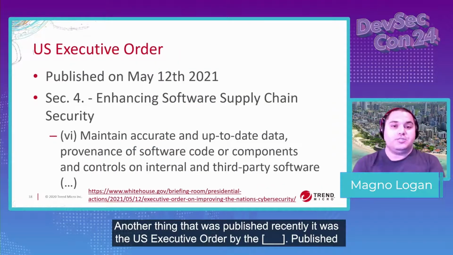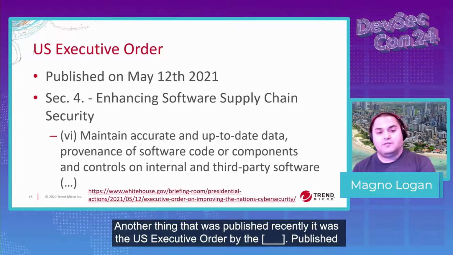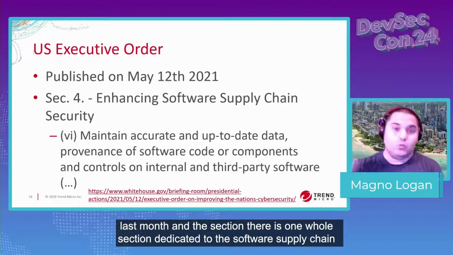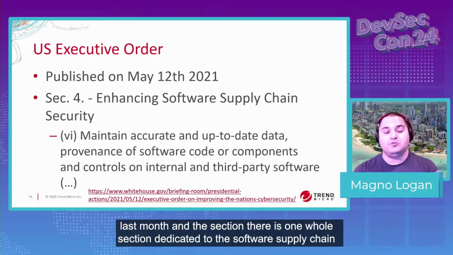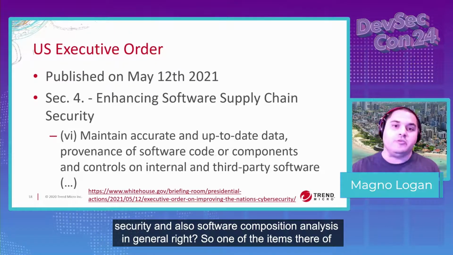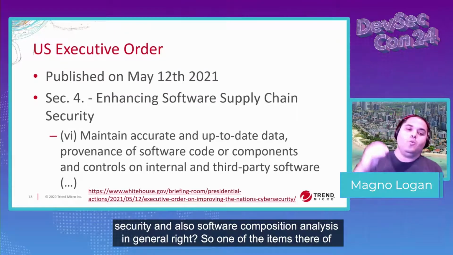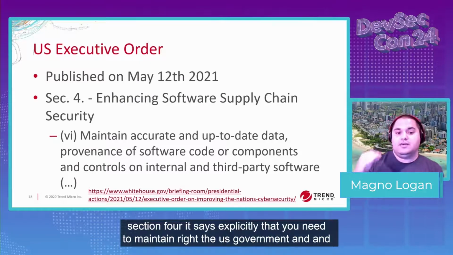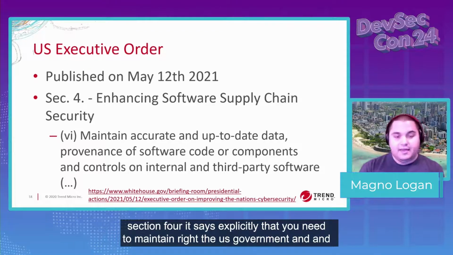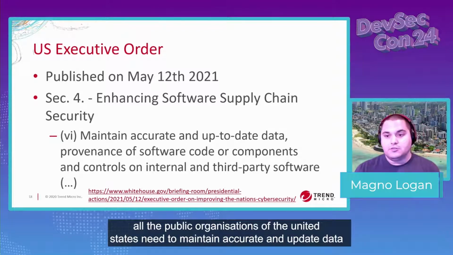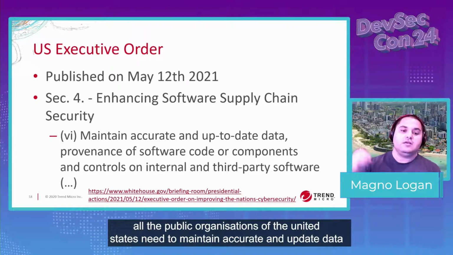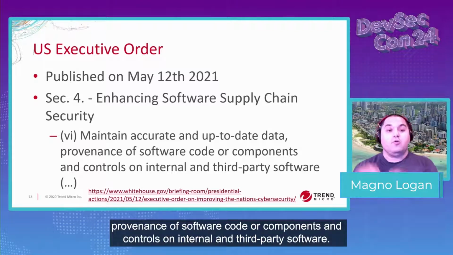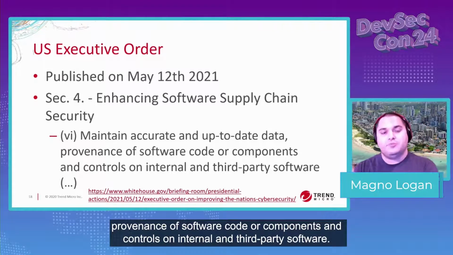Another thing that was published recently was the US executive order, published last month. There is one whole section dedicated to software supply chain security and software composition analysis in general. One of the items in section 4 says explicitly that the US government and all public organizations need to maintain accurate and up-to-date data, provenance of software code or components, and controls on internal and third-party software.